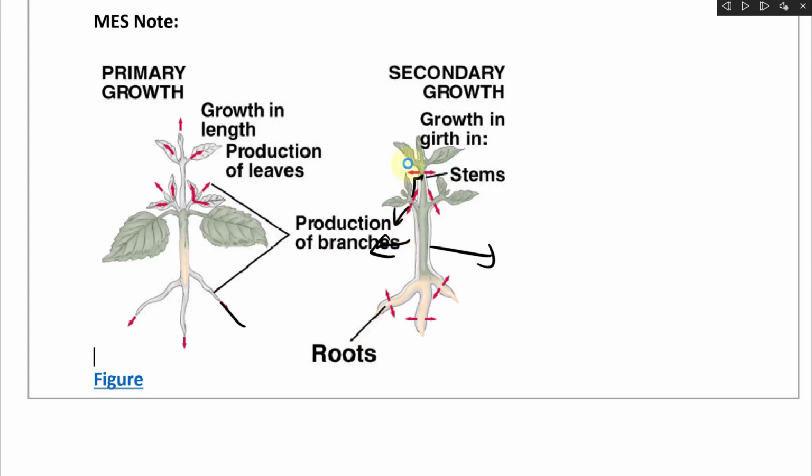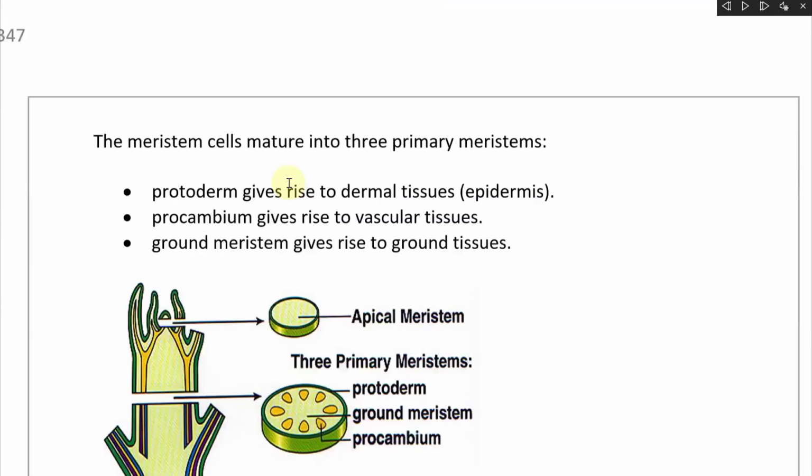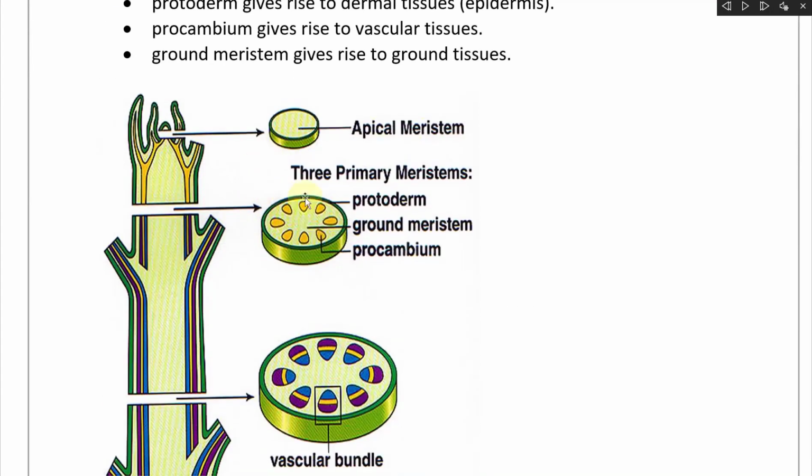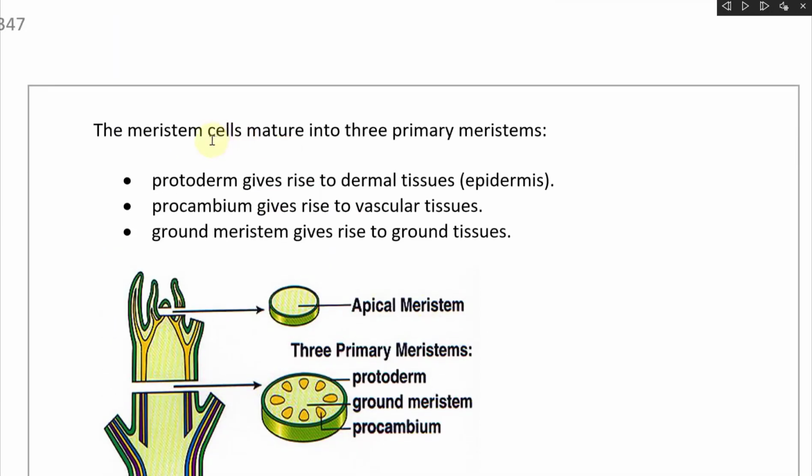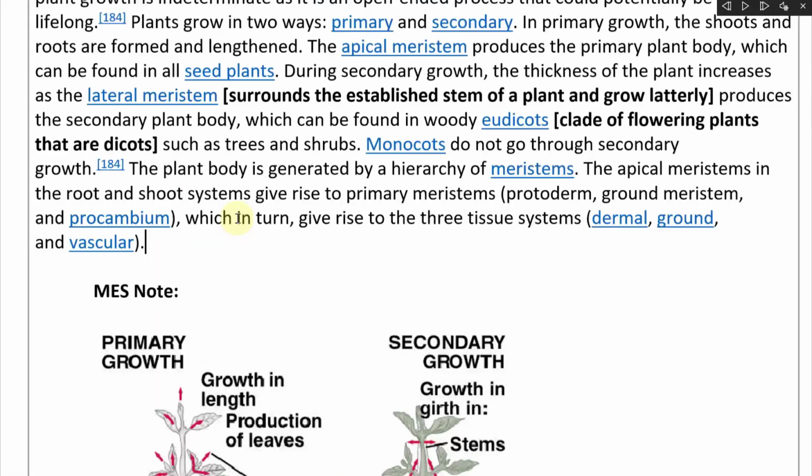This goes like that. So it's very, very fascinating stuff. Alright, so now let's continue even further. So now let's look at the types of this meristem right here. So the meristem cells mature into three primary meristems. This is the protoderm, procambium, and ground meristem.